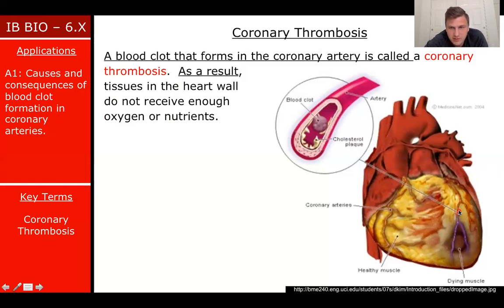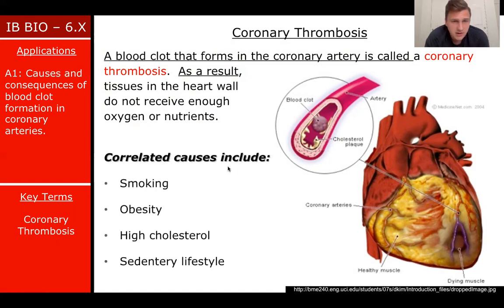If you look at it here, if the coronary thrombosis happens in the coronary artery here, then the rest of this will not get blood supply. If you see this dark spot, that means those cells are starting to die off, okay? And that's a huge danger, right? Because this is your heart. You don't want your heart muscles to start dying off, because then you're going to have issues.